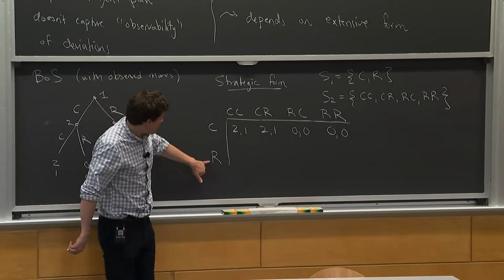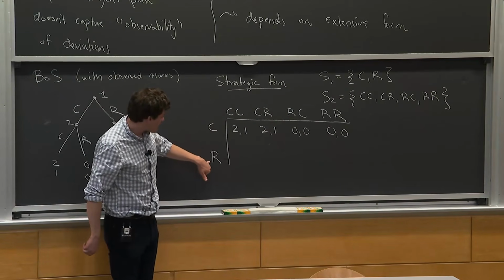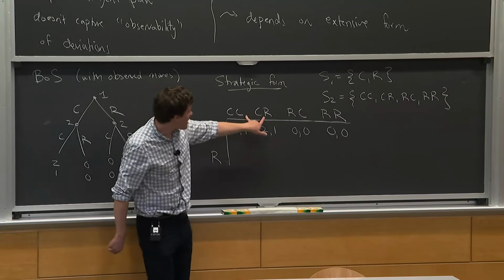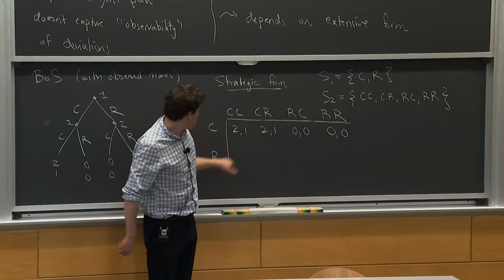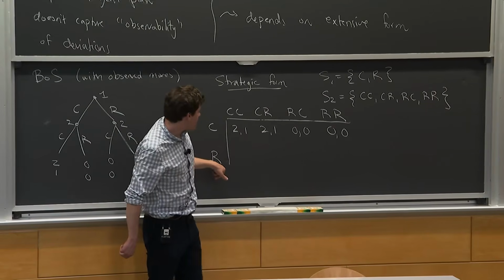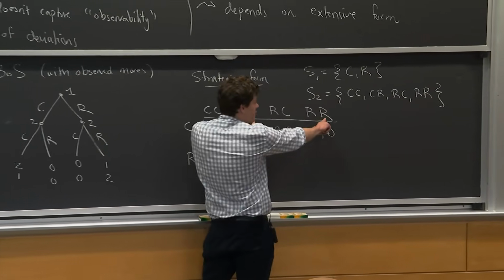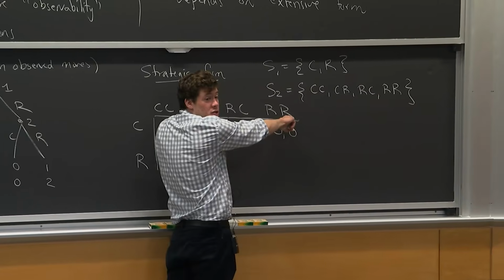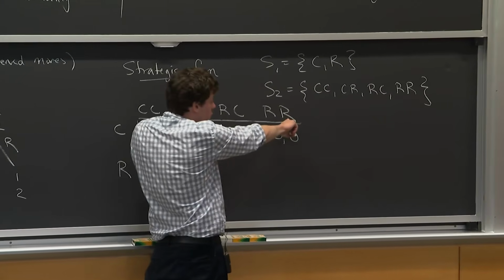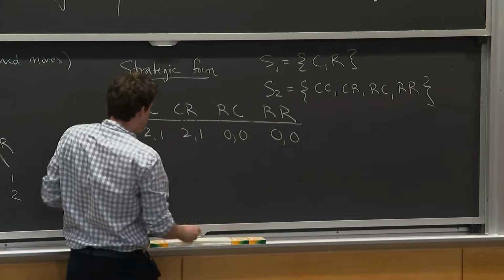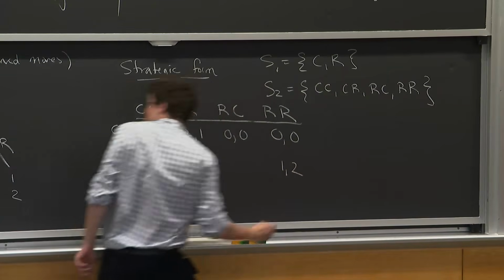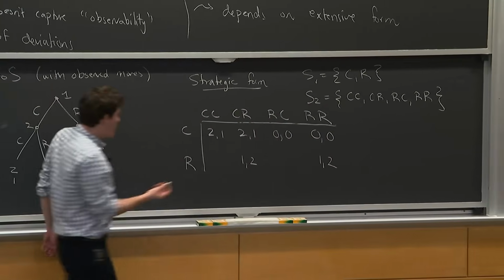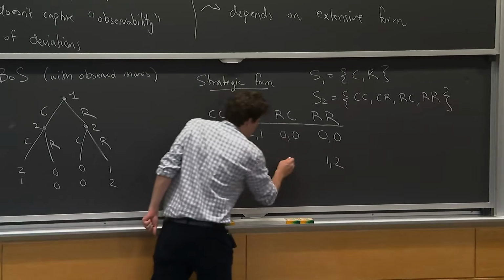Now let's look at what happens if player 1 goes to the Red Sox game. Now it's the second component of the strategy that determines the payoffs. So when do we both go to the Red Sox game? It's going to be under these two strategies, because these are the two strategies where player 2 goes to the Red Sox game after player 1 does. So we're going to have 1-2 and 1-2. And then over here, we're going to have 0-0 and 0-0.